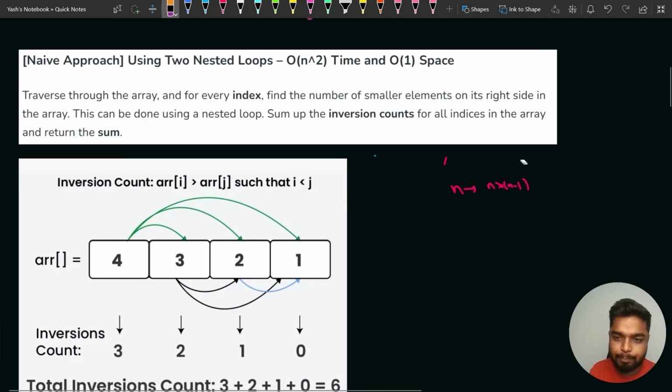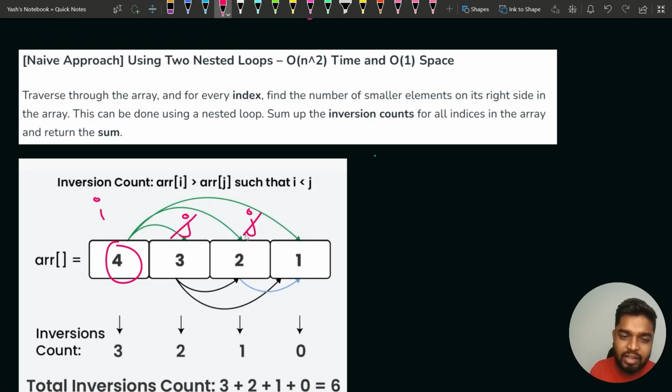We are trying to check all the possible pairs here. Firstly your i will be starting here, and then your j will be starting from i plus 1. Since the ith element is greater than the jth, you'll count. Then j will move here. Again the ith element is greater. Then j will move here. Again the ith element is greater. So the inversion count with respect to the element 4 will be 3 here.